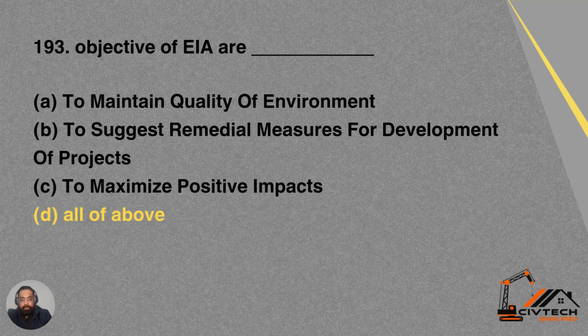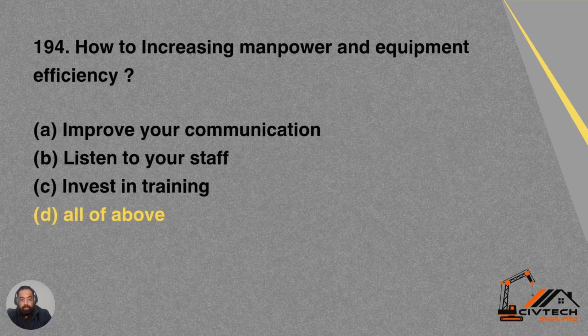193. Objectives of environmental impact assessment are option A, to maintain quality of environment, to suggest remedial measures for development of projects, to maximize positive impacts. So objectives of the EIA report are to maintain the quality of environment, to suggest remedial measures for development of projects, and to maximize positive impacts. And D is the correct option, which is all of the above. So all these are considered during the environmental impact assessment.